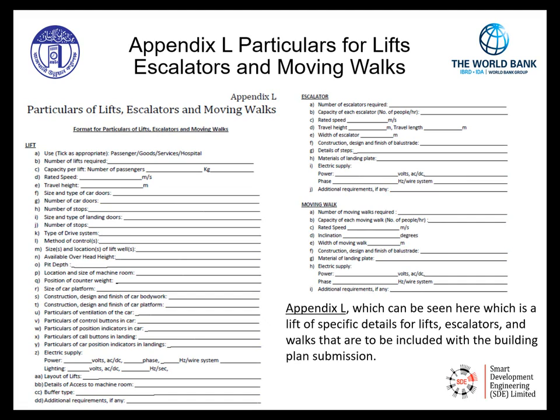The escalator category. We must indicate the number of escalators required, the capacity of each escalator, number of people per hour, the rated speed in meters per second, the travel height in meters, the travel length as well, the width of the escalator. In item F, specifically, construction, design, and finish of balustrade. We need details of the steps to make sure the steps are according to the code requirements, as well as the materials of the landing plate.